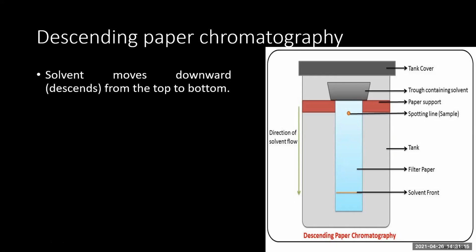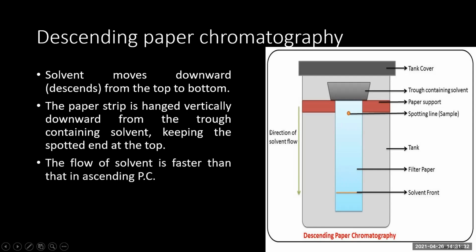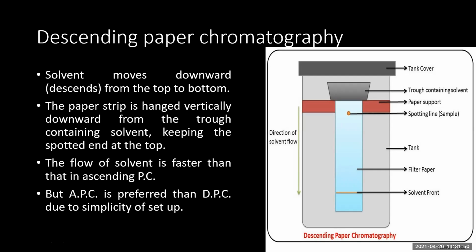The solvent moves down, descends from top to bottom. The paper strip is placed vertically downwards. In ascending, it was vertically upwards. So in descending, it is vertically downwards from the trough containing the solvent system, keeping the spotted end at the top. The flow of solvent is faster here because it is moving from top to bottom, compared to ascending paper chromatography, where the solvent system was moving from bottom to top. So the separation will be faster because of gravity.